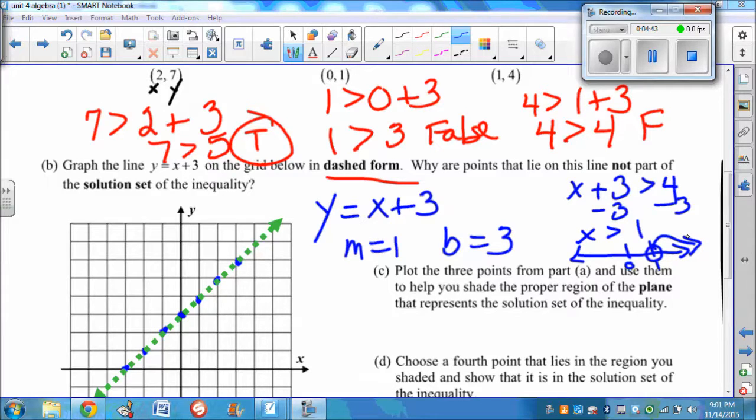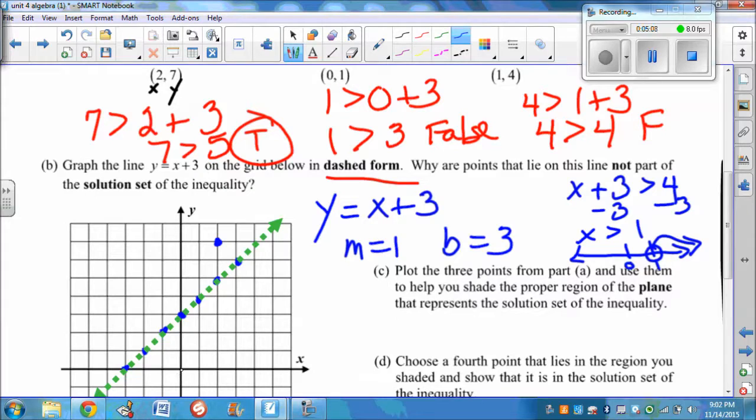So we've got those two values, the x and y. So we're going to need to determine where we're going to shade this, where other solutions are. So (2, 7), if we plot that, 2, then 1, 2, 3, 4, 5, 6, 7. So (2, 7) is there.